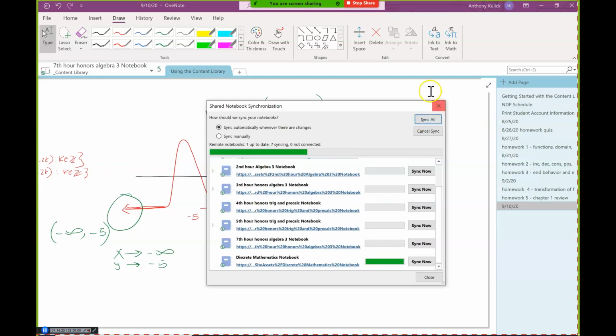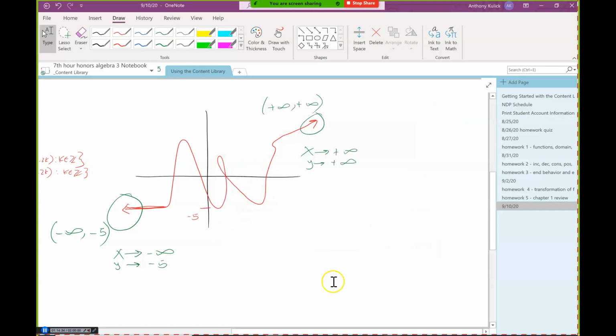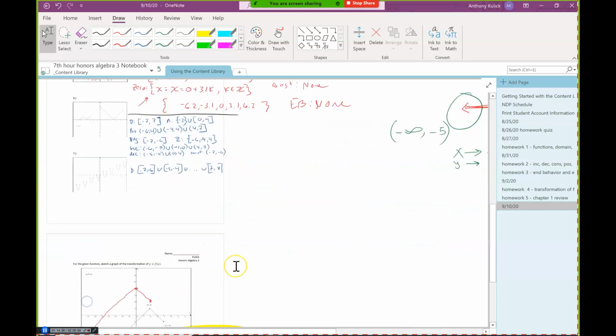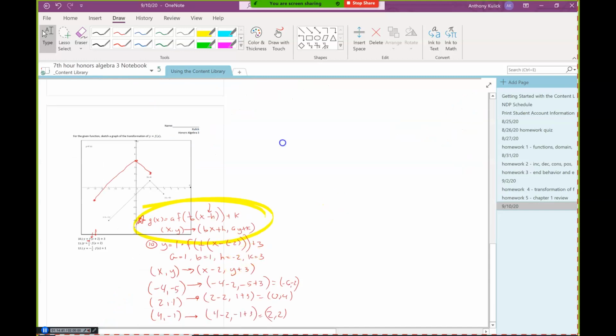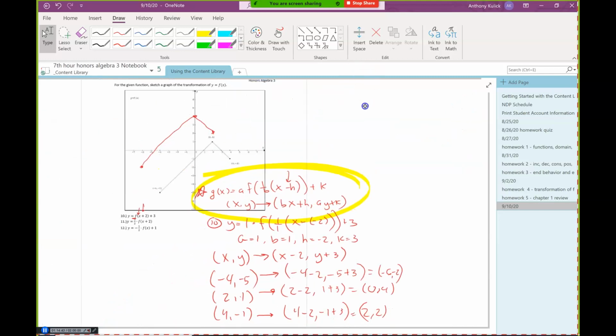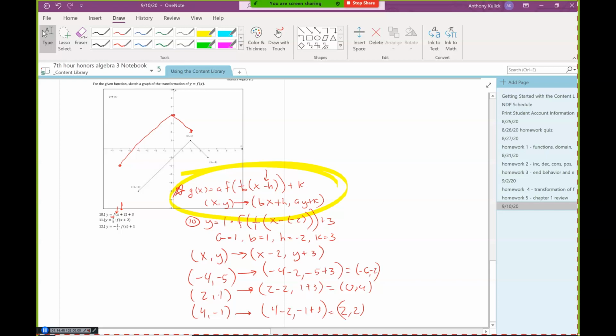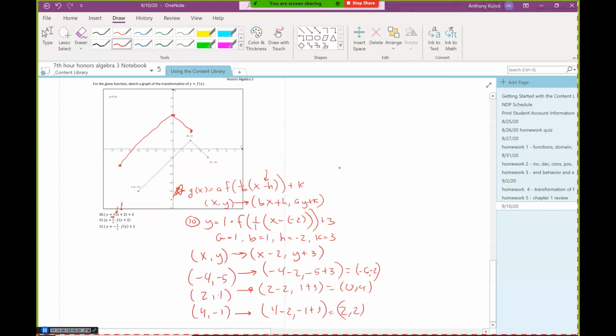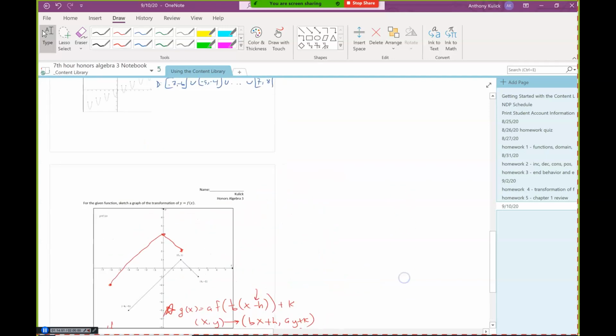Sure. Can you do one of 10, 11, 12, or 13? Yes. So these ones right here? Yeah, the describing the transformation. Okay, sure.